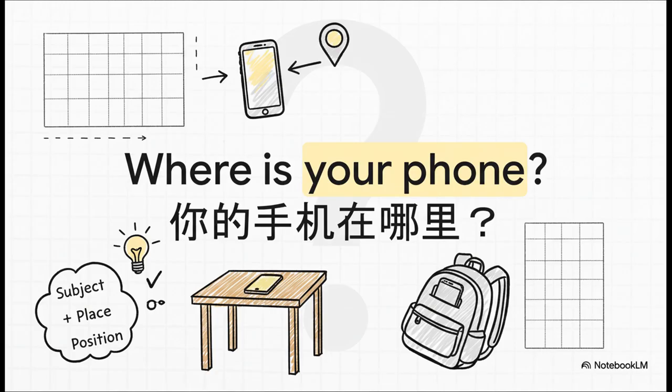I want you to actually pause this explainer for a moment, look around you. Is your phone on the table? Is it inside your bag? I want you to formulate your answer using the structure we just mastered. Subject, my phone, plus 在, plus place, plus position. Say it out loud, in Mandarin. This kind of active practice is how theory truly becomes a skill.